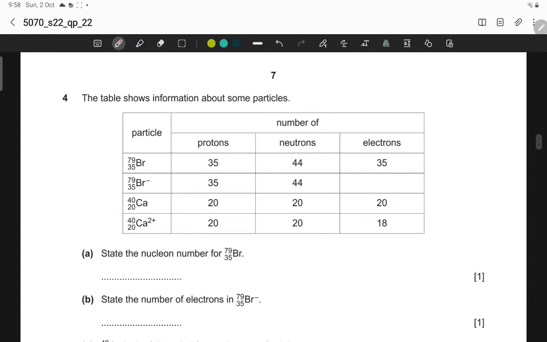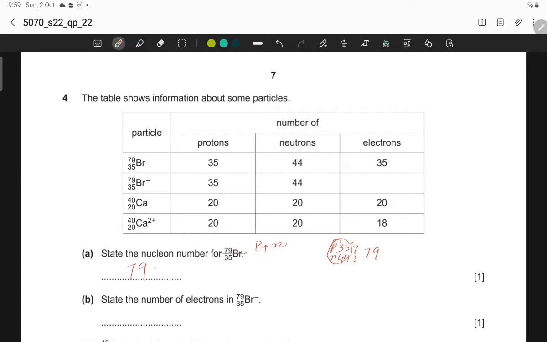Question number 4. The table shows information about some particles. State the nucleon number. The nucleon number is the number of particles present in the nucleus, proton plus neutron. So the proton number is 35 and the neutron number is 44, so the total is 79. The nucleon number of bromine is 79.